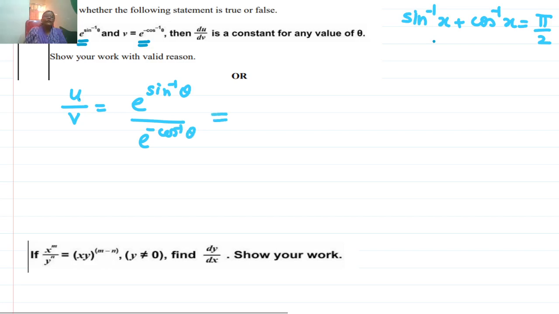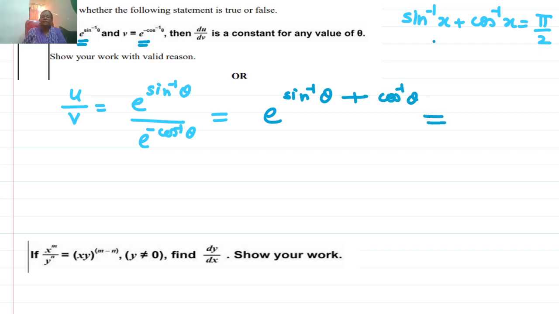Now, when you rewrite this exponent expression, don't you have sine inverse theta plus cos inverse theta, which is nothing but e to the index pi on 2? e to the index pi on 2 is a constant expression, so instead of writing the whole expression, we can always write it as k. So what we get is u upon v is a constant. So let us now differentiate u with respect to v and see what we get.